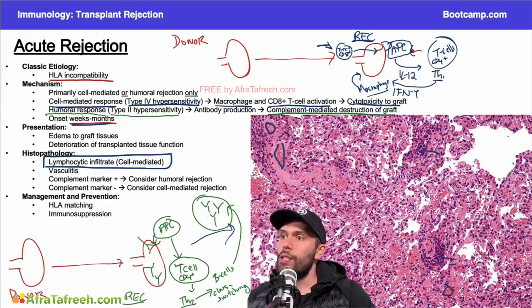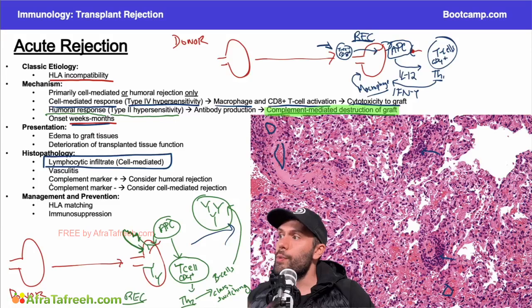Now, if we went down just a humoral response, what are some things that can help you distinguish that from the cell-mediated response? One of the big ones is we can look for complement in the graft. Remember, when we're talking about a humoral response, we're talking primarily about complement-mediated destruction. If I tag something for destruction and then complement binds to this, eventually leading to a membrane attack complex to destroy the graft, that's going to be a little bit different than if I just destroy the graft using CD8 positive T cells and macrophages.